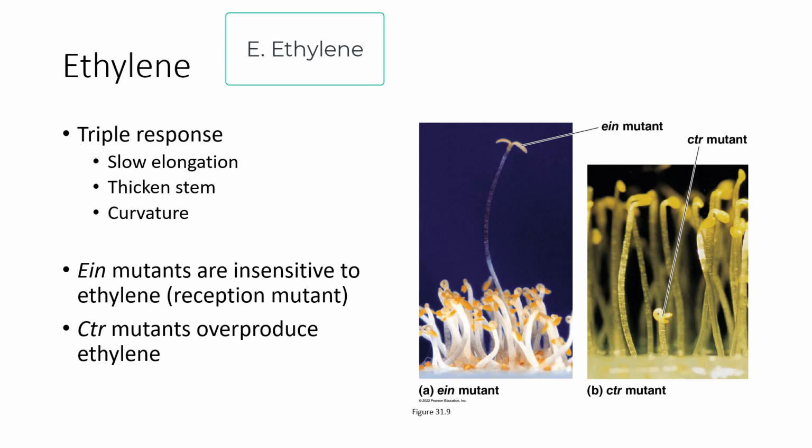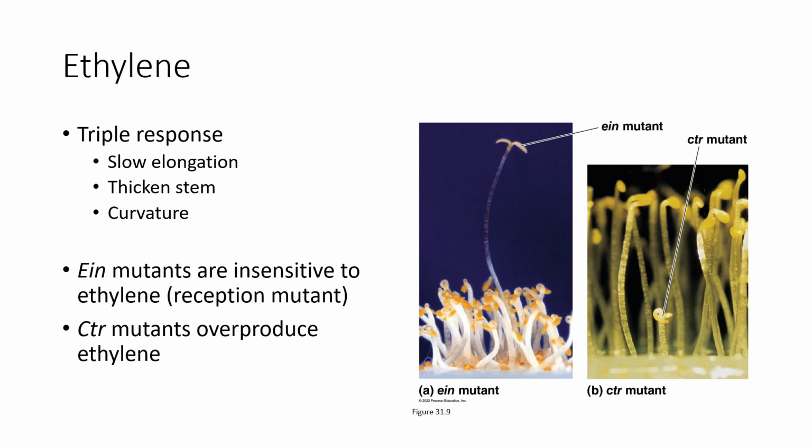Ethylene is another plant hormone that is responsible for behaviors of the plant during germination. If a plant is kept in the dark, it will start having these little behaviors where it elongates a whole bunch and the stem becomes very thin and it grows straight up. This allows it to find the light.